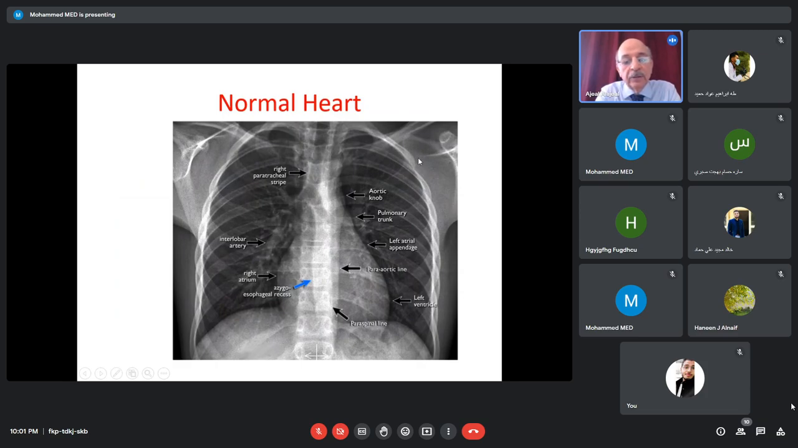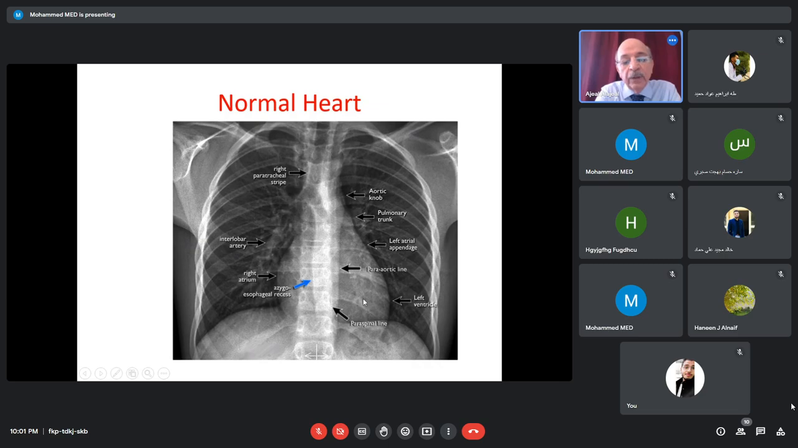Look at this and familiarize yourself with it. You see the right atrium on the right side, and part of this is the right ventricle as well. On the left side is the left ventricle.